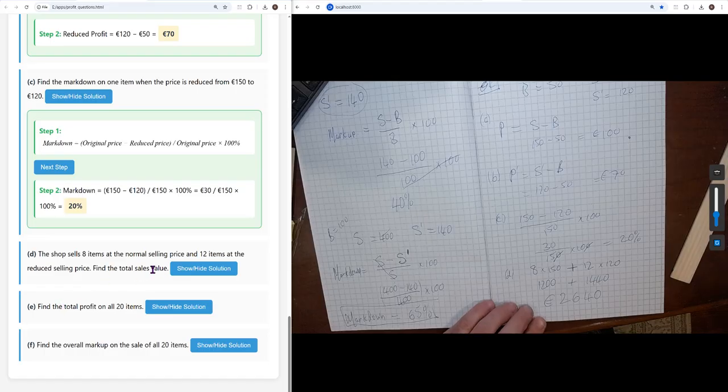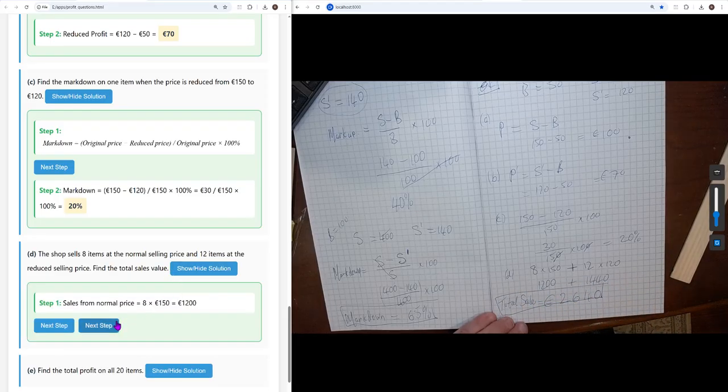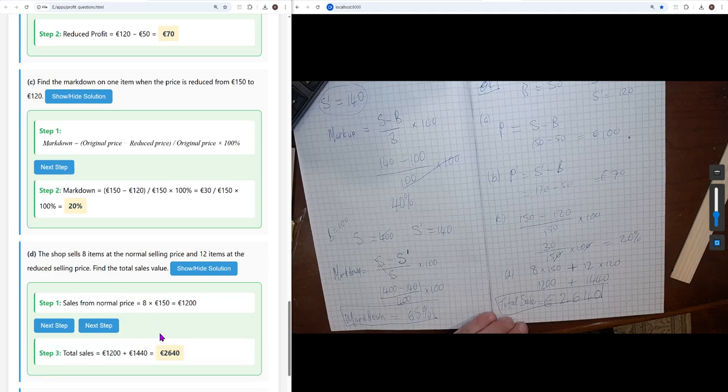Okay, let's look at it again. We're talking about the total sales. First bit, and add the second: 2640. Great.